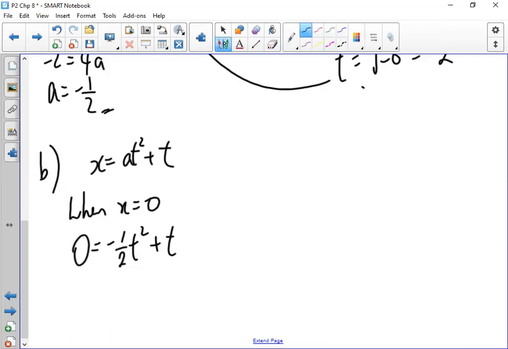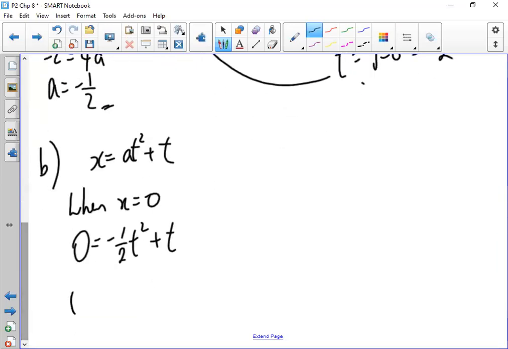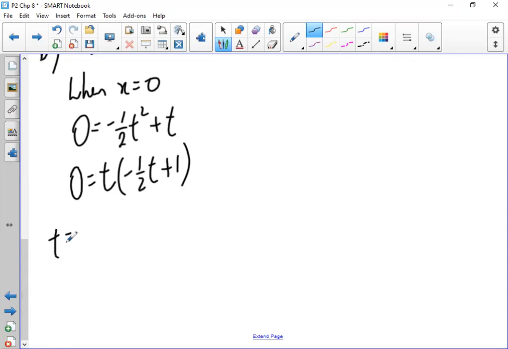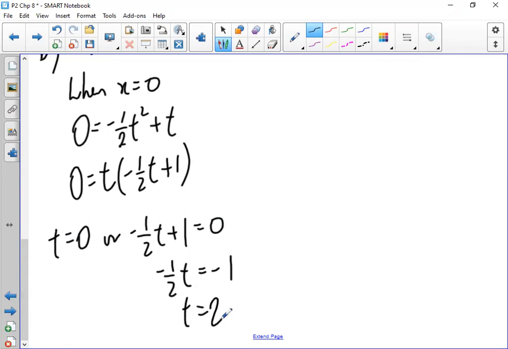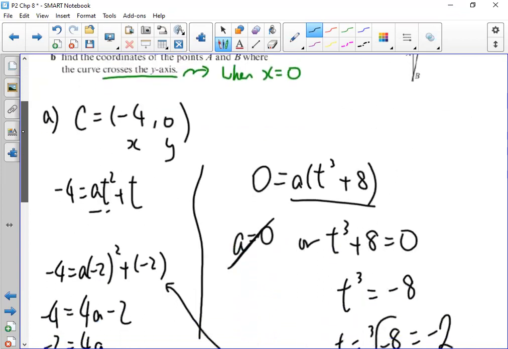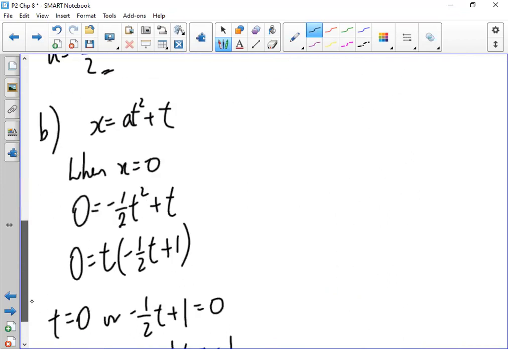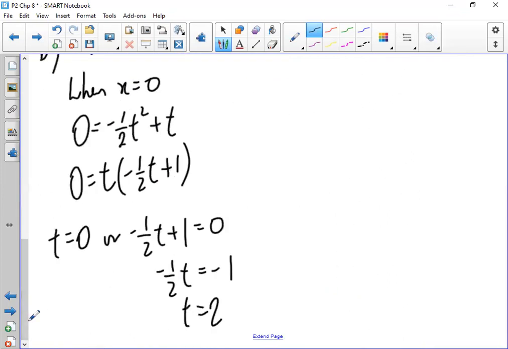Right. Next. Okay, so what have we got next then? Well, here we've got an equation. Why don't we solve it? So 0 equals a quadratic with no c value. So I factorize t out: t times minus a half t plus 1. So then t equals 0 or minus a half t plus 1 equals 0. Bring the 1 over, becomes minus 1, times by minus 2, t equals 2. So t equals 0 or t equals 2. We have 2 points, and that makes sense because we have 2 values of t, don't we? So point A and point B, 2 values of t, so makes perfect sense.